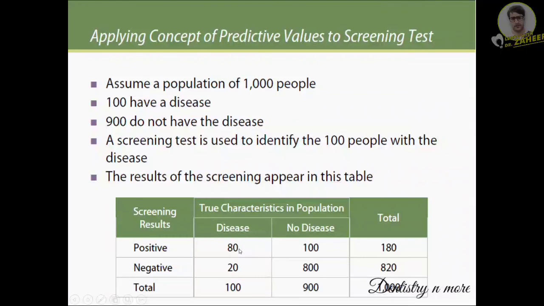So true positive is 80. Then the false negative is 20. True negative is 800. This is what the test has given, and 100 is false positive. But actually 900 is the total negative or healthy, 100 is the total cases. But the test is able to give only 80 out of 100 cases and 800 out of 900 healthy respectively. So total positives is 180 and total negatives is 820.